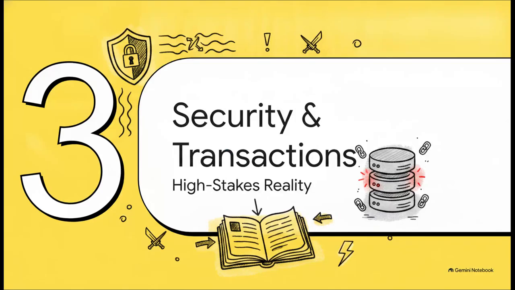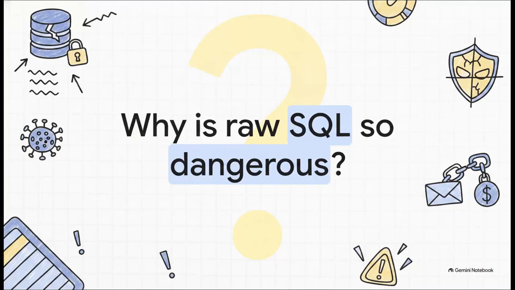Which brings us to Section 3, Security and Transactions. When you drop down to writing raw SQL yourself, the training wheels come off. You are entering a high-stakes reality where you are entirely responsible for the security and the state of your database. Which obviously leads to a pretty critical question. Why exactly is raw SQL so dangerous?